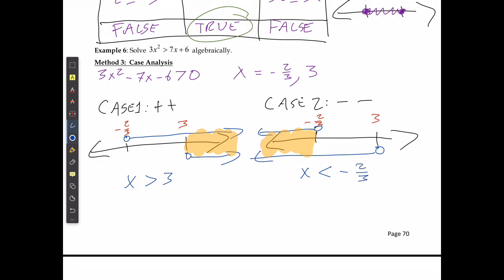If I want to put this on a number line, I can say that my final solution, if this is negative 2 over 3 and this is positive 3, is going to be in here and in there. Just make sure you leave that open circle to represent that it can't actually include the points.